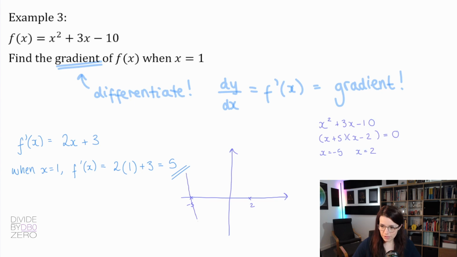We draw a rough picture of what that would look like for a quadratic, maybe something like this. Y-intercept at negative 10. We just found out that when x was equal to 1, the gradient was 5. So let's just sense check that. If 1 is around here on the sketch, so around here on the curve, it does in fact look like that the gradient of the tangent to the curve at that point would be positive and fairly steep. So a gradient of positive 5 does make sense there.